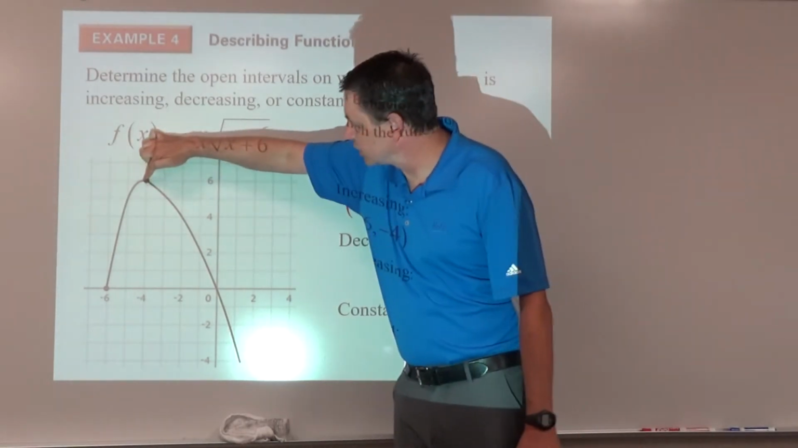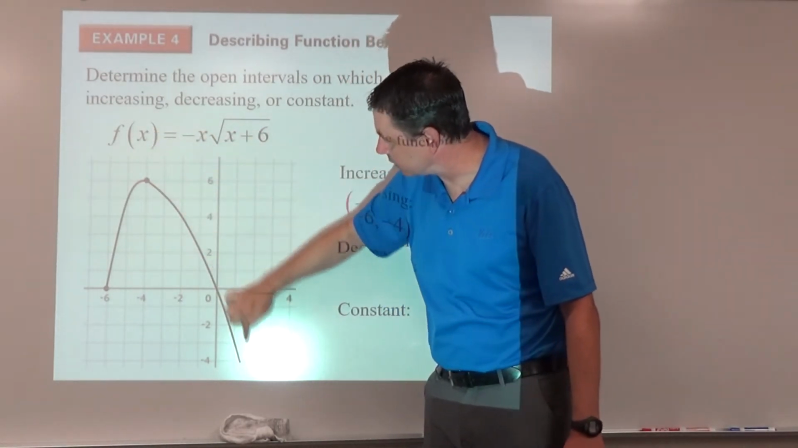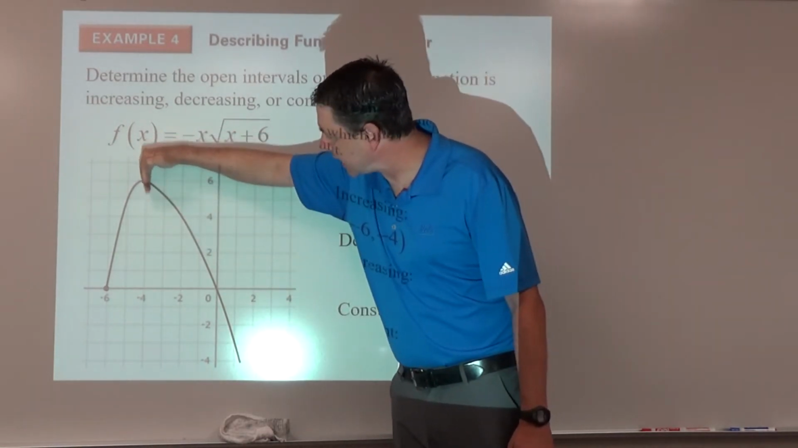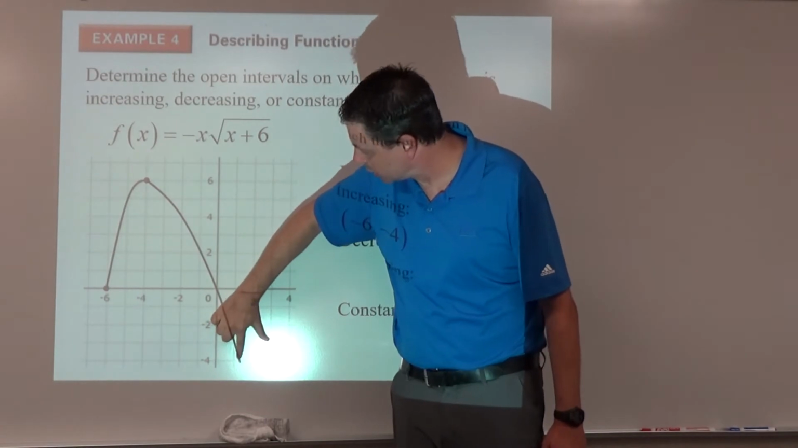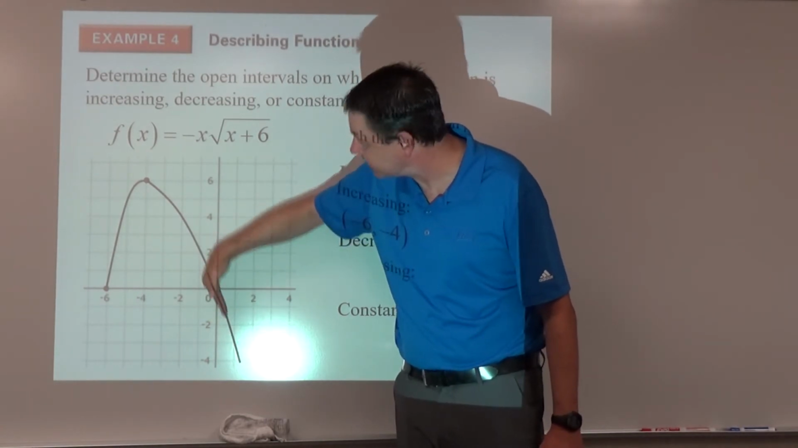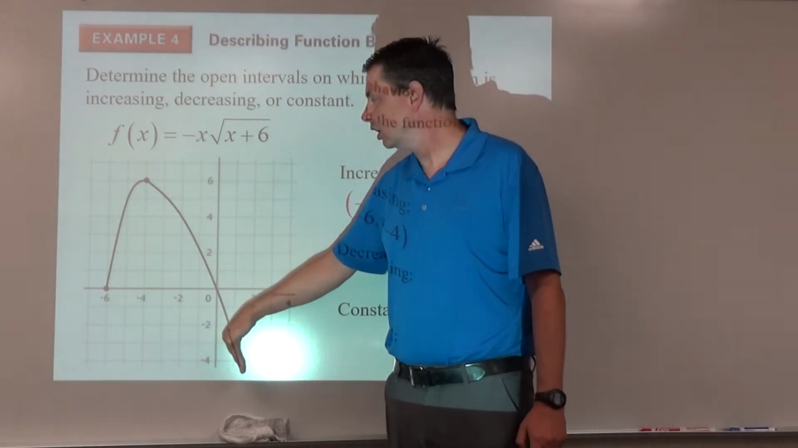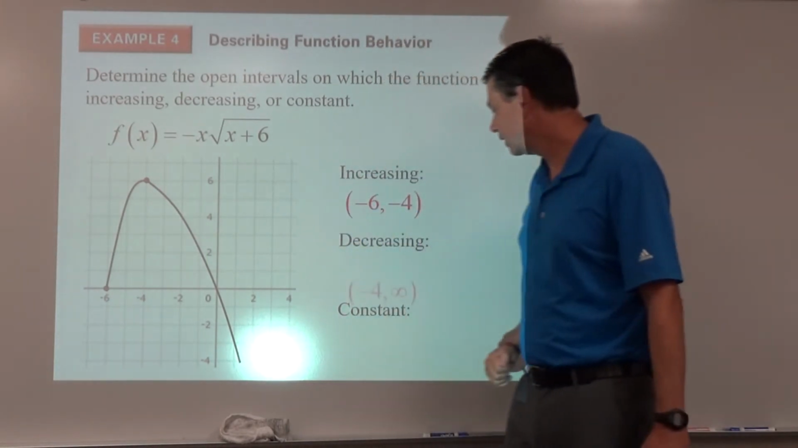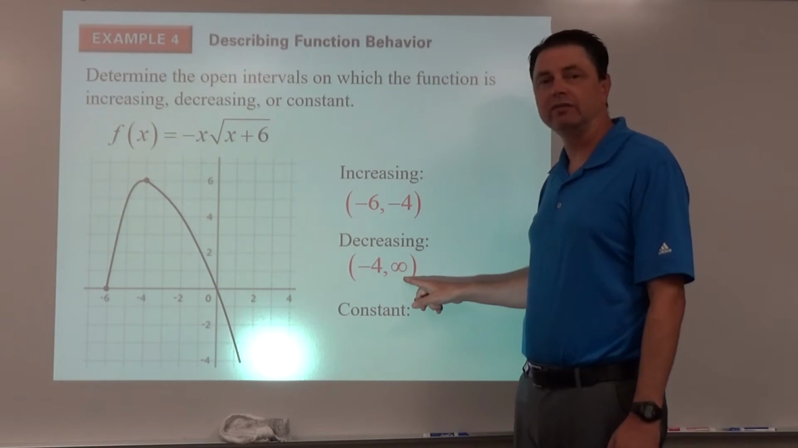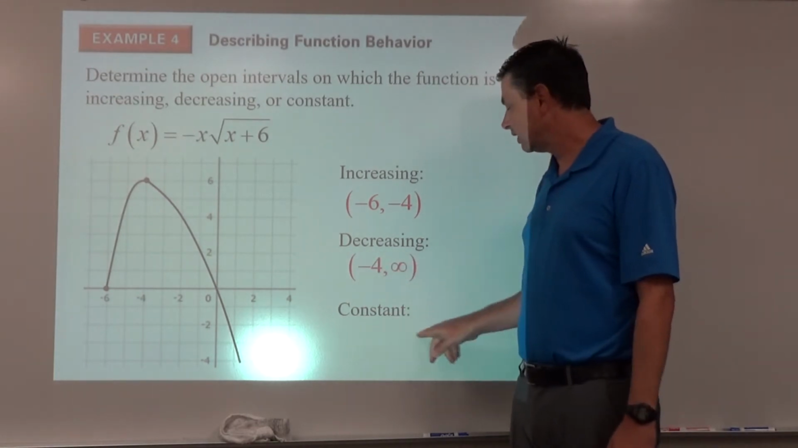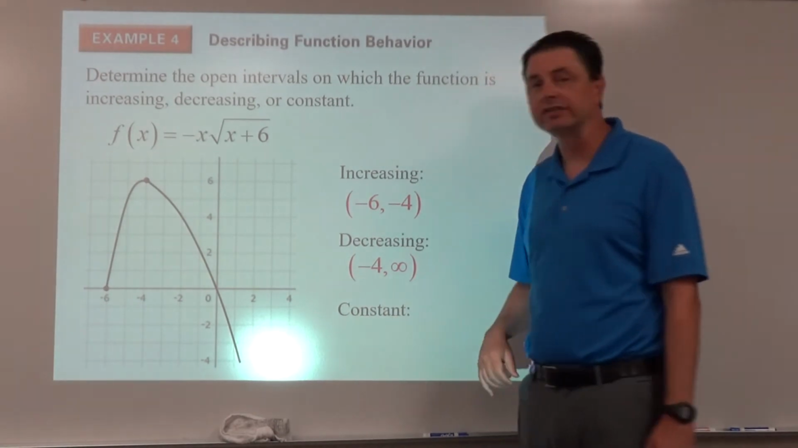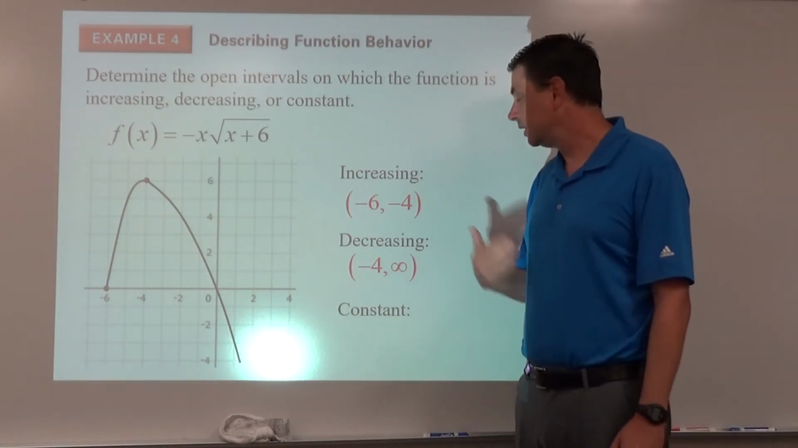Decreasing, well, it's going down, down, down. So for the rest of it, it's going to go down starting at -4. And notice here, it doesn't have an end point. It's just going to keep going. So that's going to mean it's going to head to the right forever. So from -4 to infinity, also in parentheses. There are no places where it's flat or horizontal or constant. So we could say something like none.